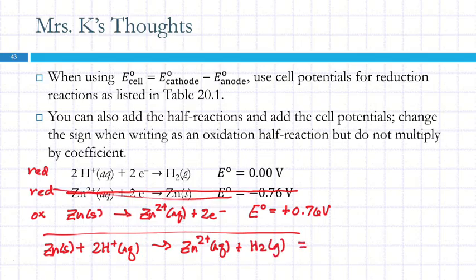That's going to be 0 volts plus 0.76 volts, which equals plus 0.76 volts.